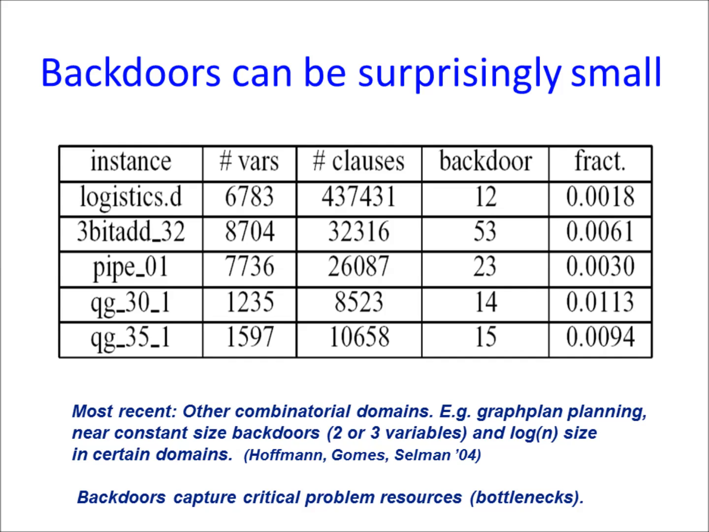So here are some examples. Logistics domain, 12 backdoor variables, some bit adder 53. I don't know where these problems are coming from. But the point is that these numbers are usually small, even though the number of variables may be large.